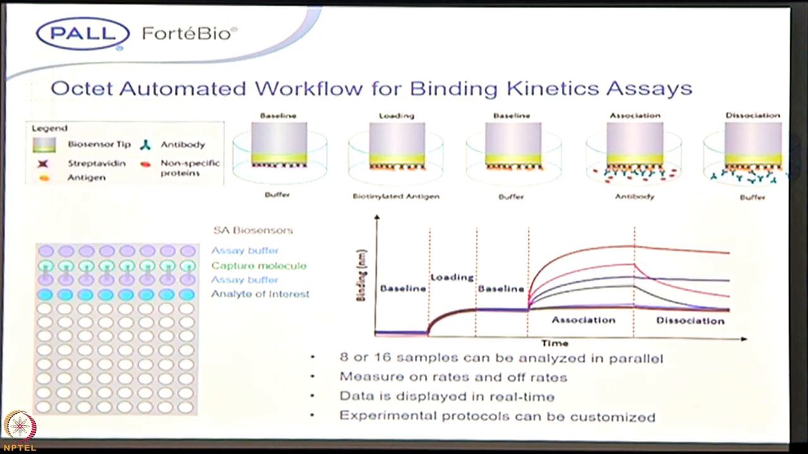It's very simple, the robotic arm will just move back and forth. Let me explain once more. The sensor dips into the well containing the first line of buffer, and you can get just a baseline. There is no molecule binding to it, and that's why you get a baseline.